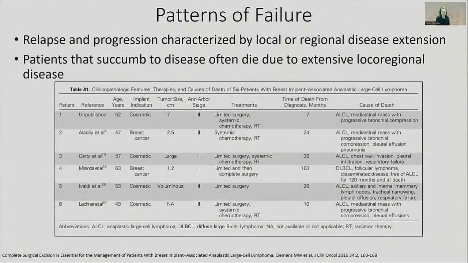In terms of patterns of failure, we know that relapse and progression is characterized by local or regional disease extension. Patients that succumb to disease often die due to extensive local regional disease. And that, again, underscores the importance of consideration of radiation for patients with breast implant-associated ALCL after their surgical management options have been exhausted.